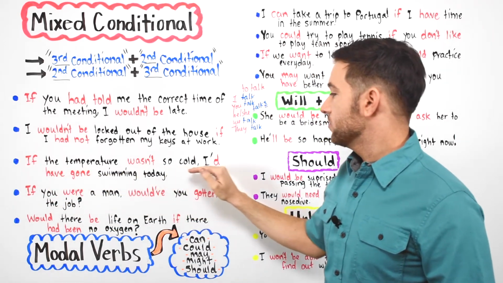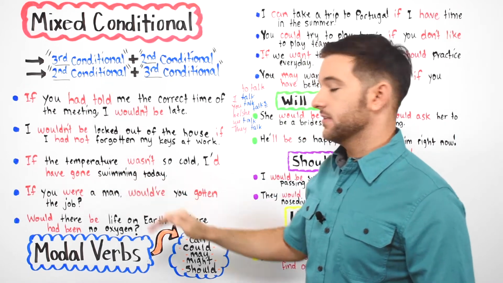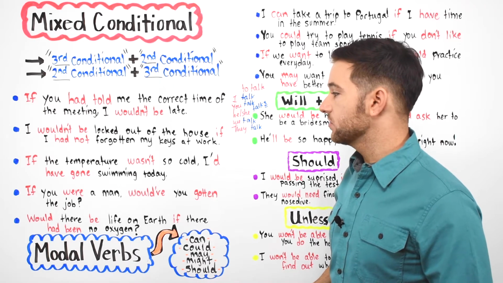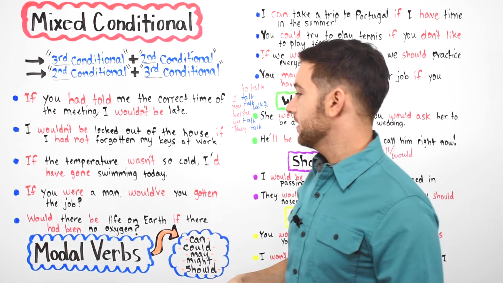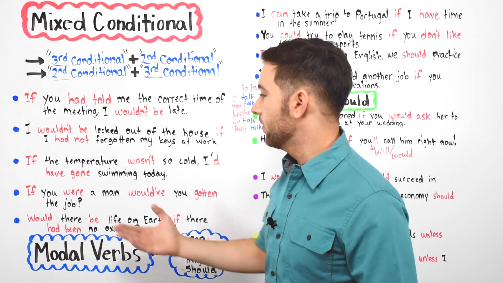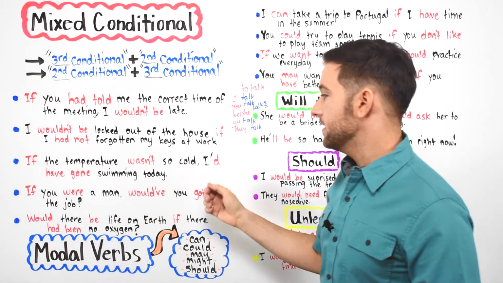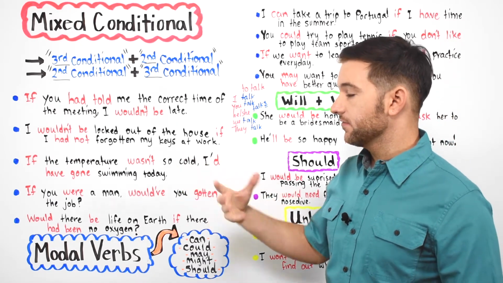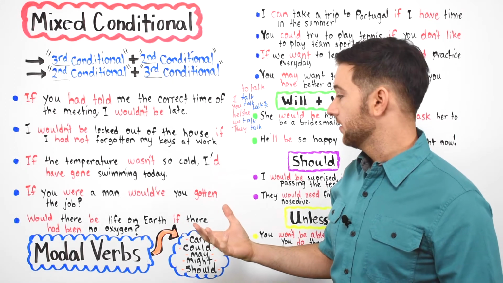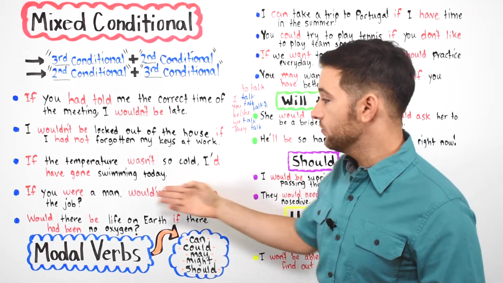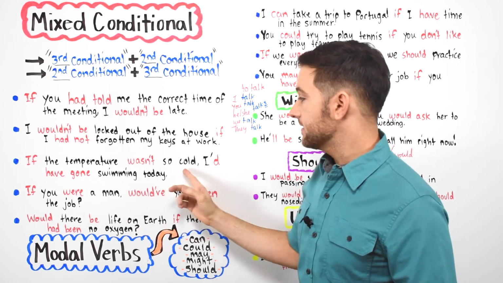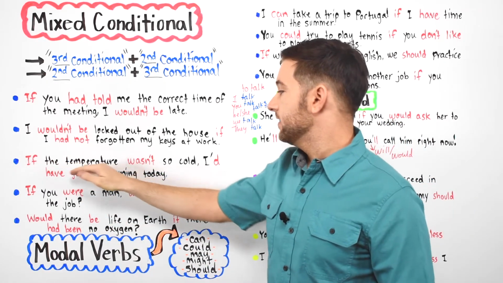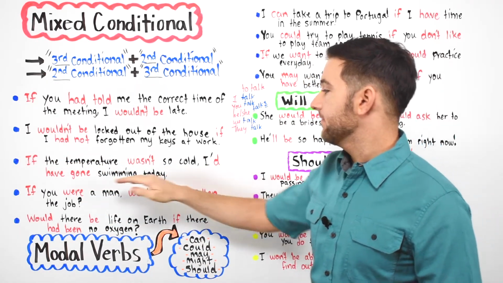If the temperature wasn't so cold, I'd have gone swimming today. Now, we're talking about a situation where the temperature is pretty cold, right? It's too cold to go swimming. But if it was different, what would the result look like? The result would be that you would go swimming, okay? But in this case, you can't go swimming because it's too cold. So again, if the temperature wasn't so cold, I'd have gone swimming today.